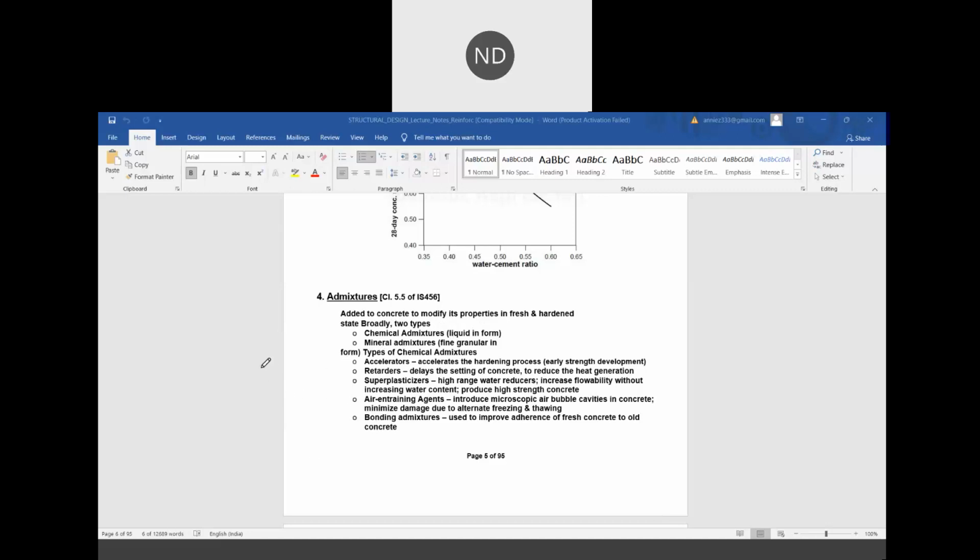Now, coming to reinforcement, clause number 5.6, what does this code specify? That mild steel and medium tensile steel bars conforming to IS 432 part 1 shall be taken. High strength deformed steel bars conforming to IS. These are regarding your reinforcements.